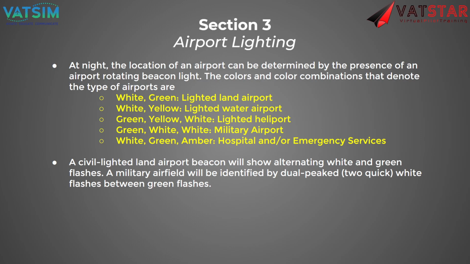So again, to follow up on that, a civil lighted land airport will show alternating white and green flashes. A military airfield will be identified by dual peaked white flashes between those green flashes. So you'll see green, and then you'll see a double pulse of white, and that'll identify the military airport. Any questions about that? No? Okay, let's move on.